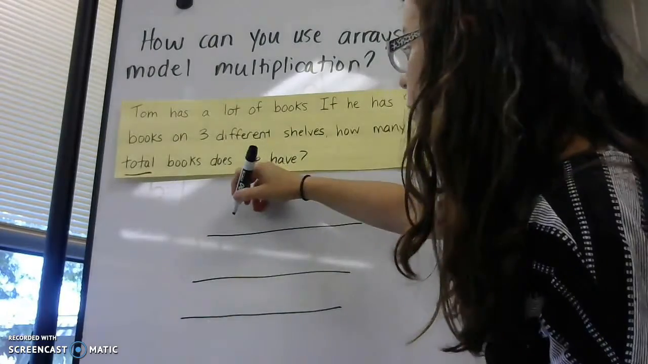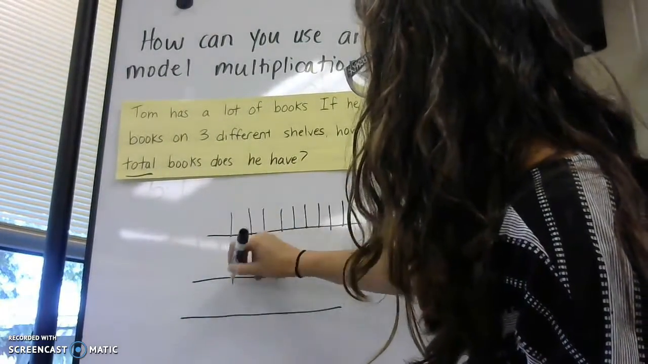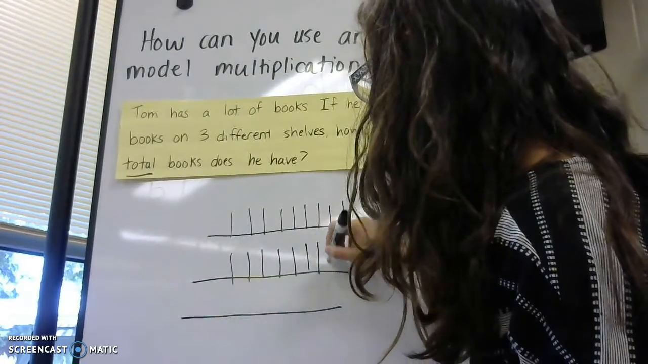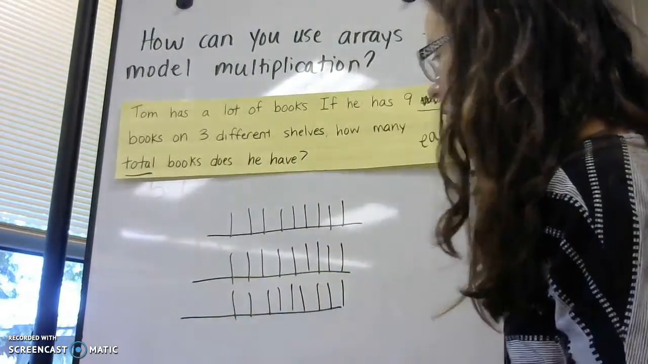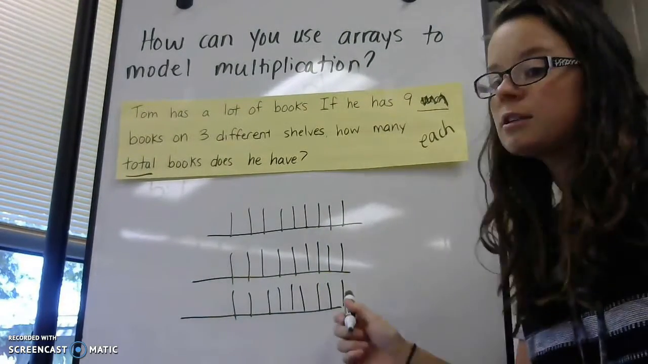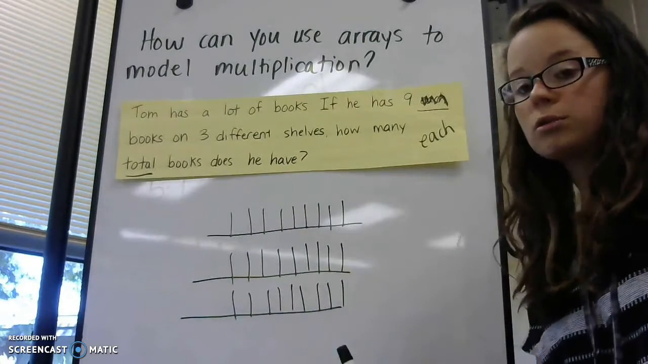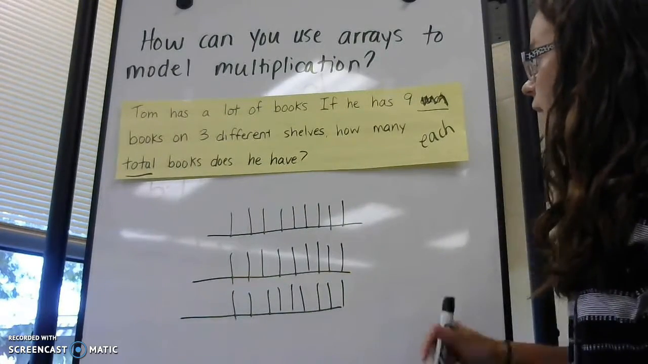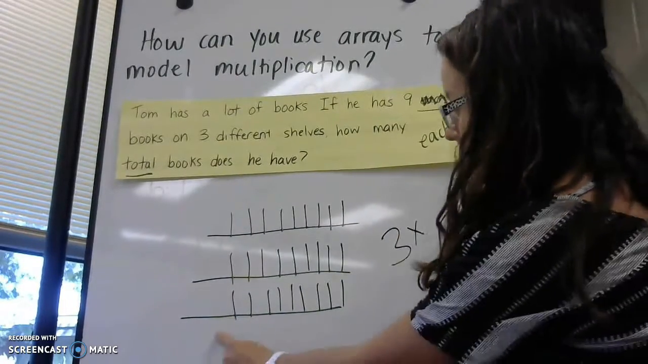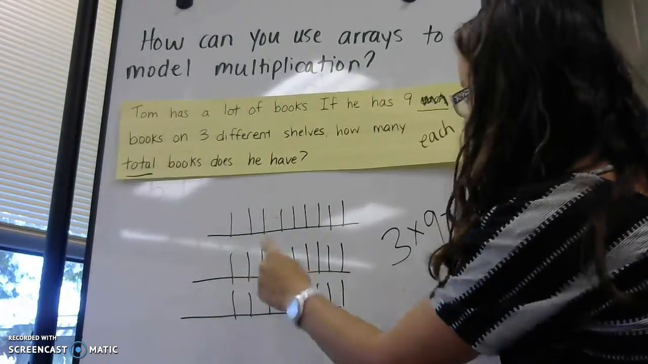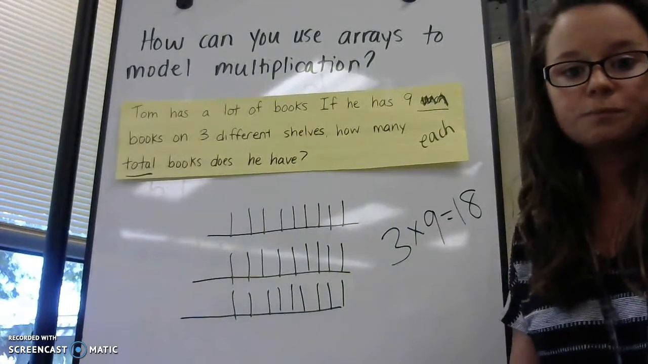I'm going to use a different kind of array, but it's still going to show equal rows and equal groups. And I'm going to put my 9 books on each. 1, 2, 3, 4, 5, 6, 7, 8, 9, and the same for the other two shelves. Even though this is a little different than my last array, it still has the same number in each row, so it's still considered an array. There are 3 different rows and 9 in each, and if I counted them up, I would find that Tom has 18 total books.